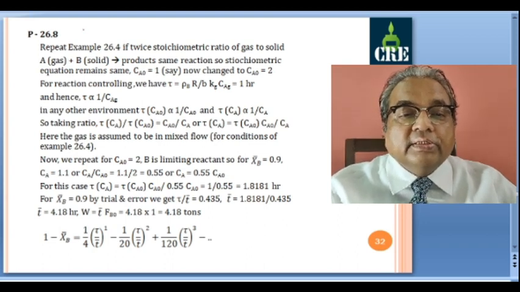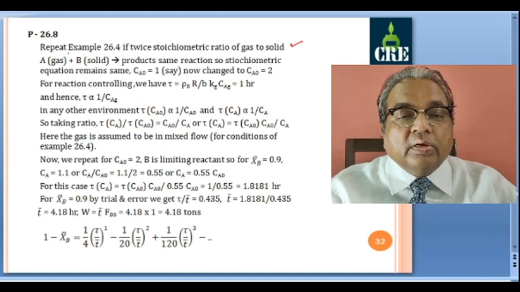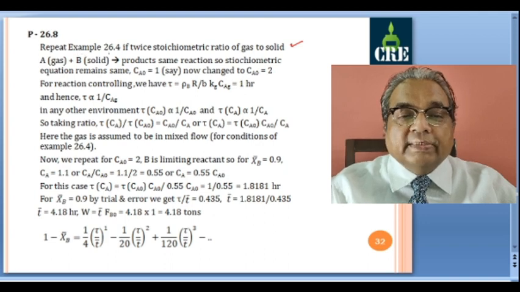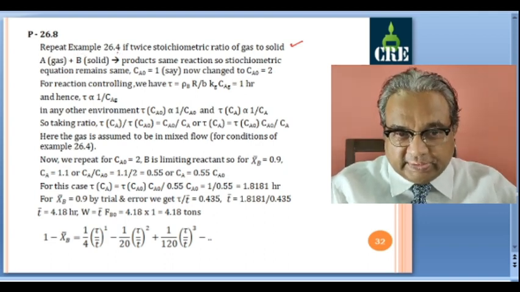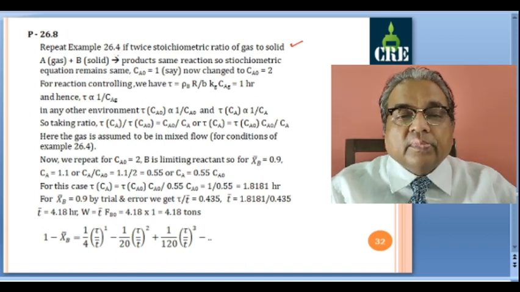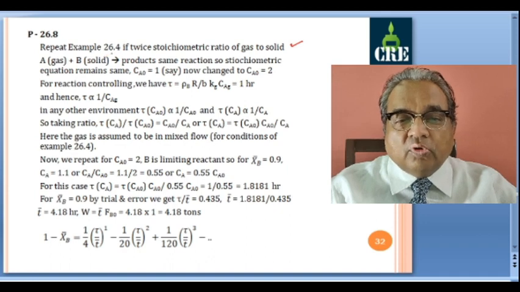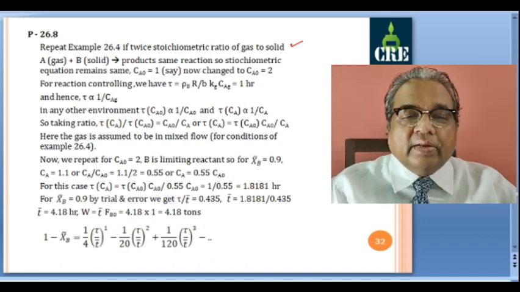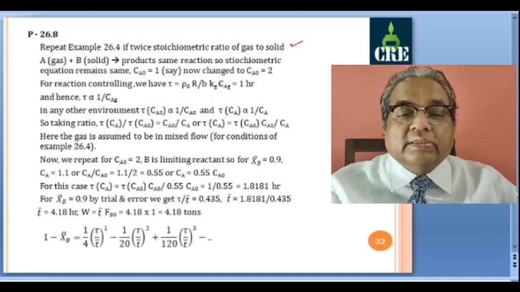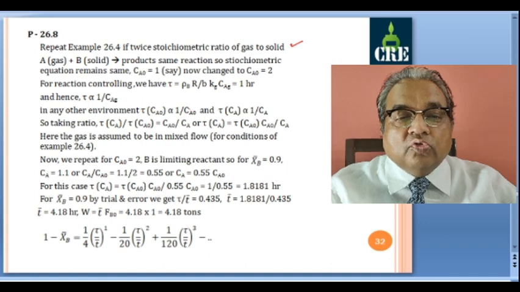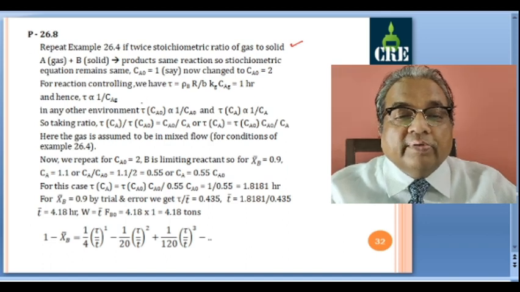Next problem, 26.8. Here again we are repeating example 26.4, if twice the stoichiometric ratio of gas to solid is used. So you have to refer to solved example 26.4. First go through all the steps in that solved example carefully, as it is a solved example in the book and no new concept is to be introduced there for you. I am not discussing that. So first go through solved example 26.4 from your textbook by Octave Levenspiel.